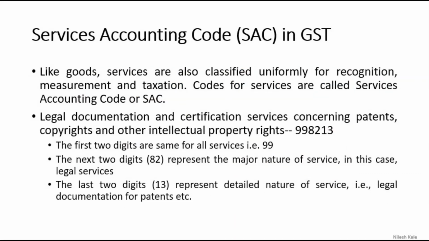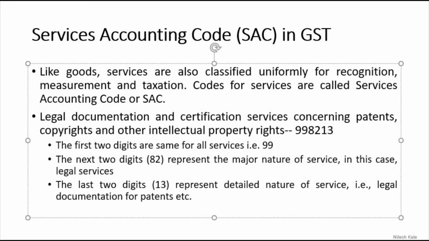And similarly, we have SAC codes, that is Service Accounting Code in GST. What is this Service Accounting Code? Like goods, services are also classified uniformly for recognition, measurement and taxation. Codes for services are called Services Accounting Code or SAC. So legal documentation and certification services concerning patents, copyrights and other intellectual property rights, this is the Services Accounting Code 99 82 13, right?